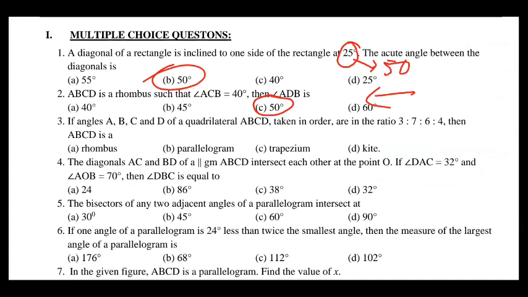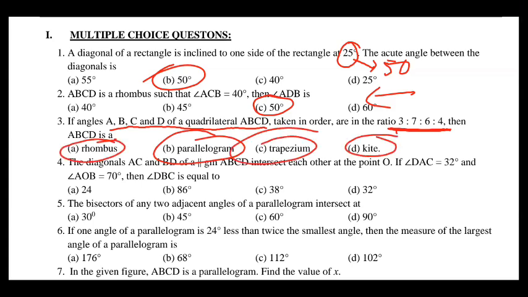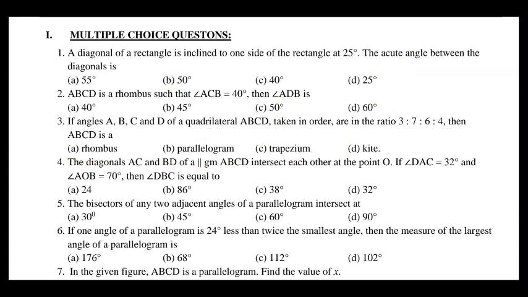Okay, the next question. If the angles A, B, C, D of a quadrilateral ABCD taken in order are in ratios 3, 7, 6, 4, then ABCD is what? Is it a kite? Is it a trapezium? Is it a rhombus? How will you solve this, beta? They have just given you the ratios of the angles. Now they are going to ask you what the angles are.